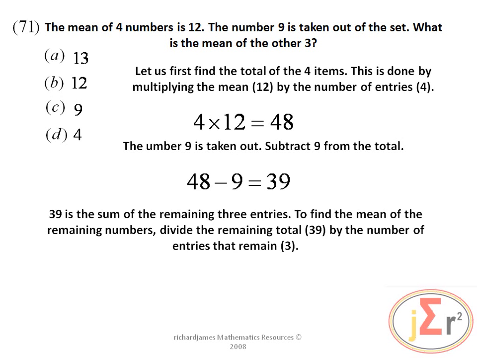that remain. So how many entries remain? If we had 4 and we take out one of them, we are going to be left with 3. So 39 divided by 3 is equal to 13. The correct answer is option A.